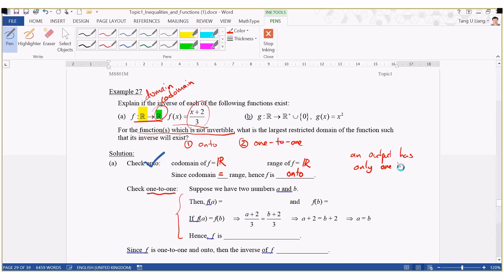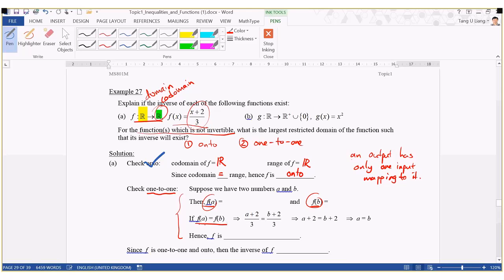So when we start with output in the sentence, in the mathematical statement, we must also start with output. So an output means one output. So if we have f(a) and f(b), f(a) and f(b) must be the same. That's why we start here: f(a) equals f(b). But what is f(a)? f(a) will be just (a + 2)/3. And what's f(b)? f(b) is (b + 2)/3.